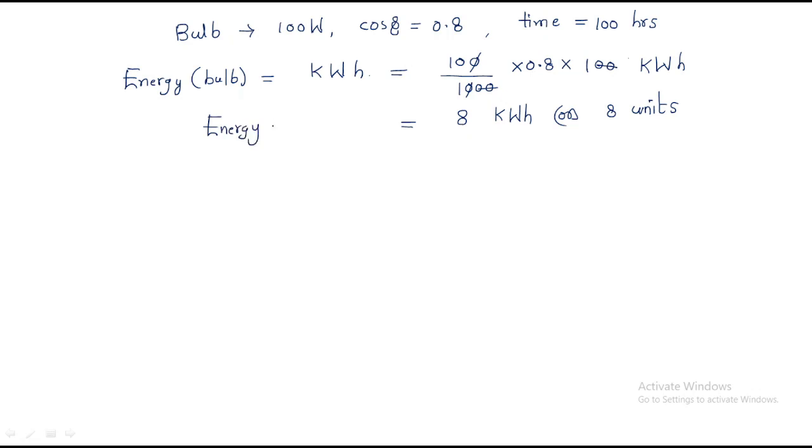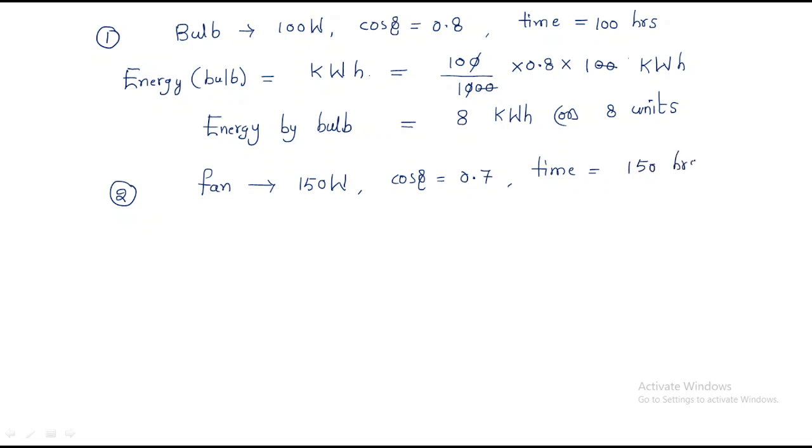Energy consumed by the bulb is 8 kilowatt hours. Then we will pay for these 8 units at the value given by our discoms. Discoms will decide the value. Same for a fan, for example. If you are using a fan having a rating of 150 watts, with a power factor of, for example, 0.7, and it will run 150 hours per month, then find out the monthly bill. You will do it as homework.